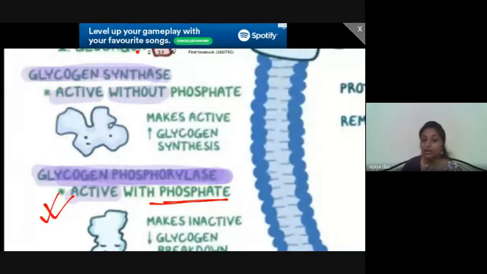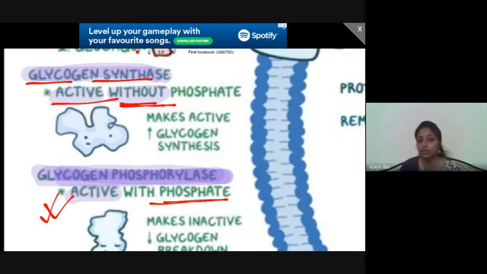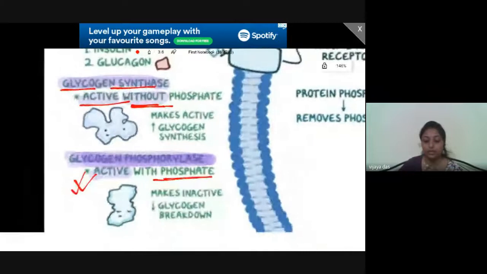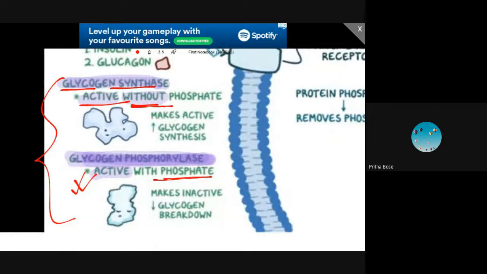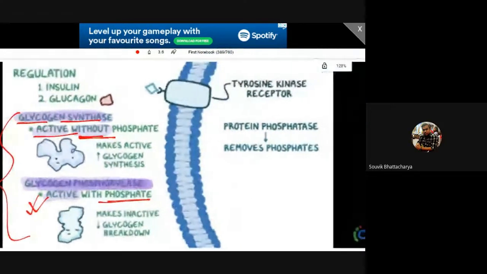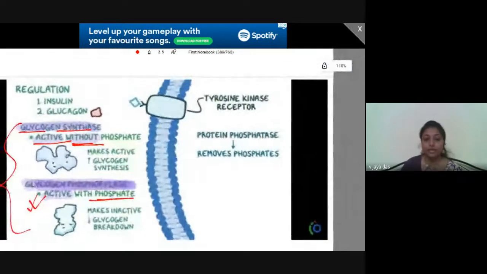Simultaneously, what is the reverse process? If there is no phosphate, then your glycogen synthase will become active and the glycogen synthesis will occur. Just understand this much कि अगर phosphate है तो glycogen breakdown होगा, phosphate नहीं है तो glycogen formation होगा. This much is clear or not? Yes, ma'am. Okay, fine. So we will quickly see the mode of action, that how it is happening.